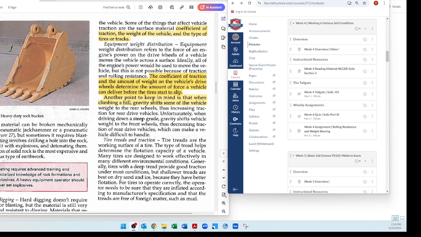Engine power on the drive wheels of a vehicle moves the vehicle across a surface. Ideally, all of the engine's power would be used to move the vehicle instead of other things because of traction and rolling resistance. The coefficient of traction and the amount of weight on the vehicle's drive wheels determine the amount of force a vehicle can deliver before the tires start to slip.